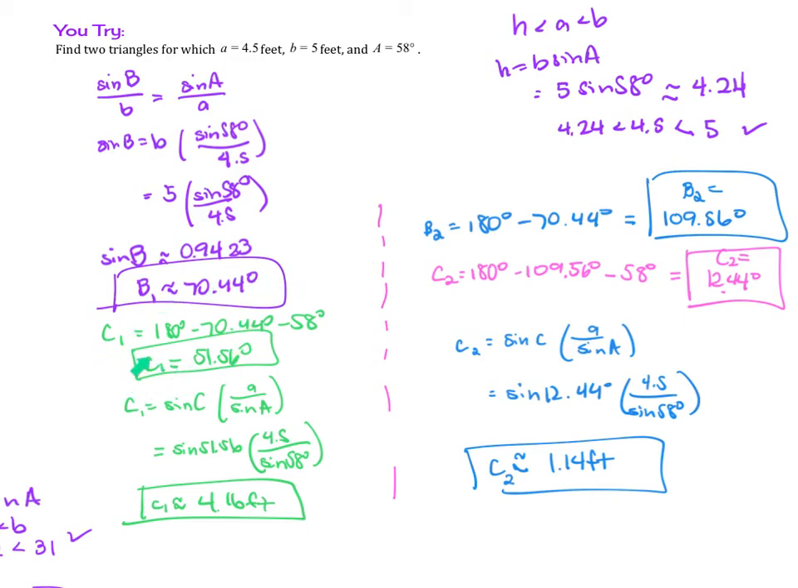So then you solve for C for both. So angle C is 51.56 degrees, and then the side is 4.16 feet. And then for the second one, C2, that is 12.44 degrees, and then you find that the side is 1.14 feet.